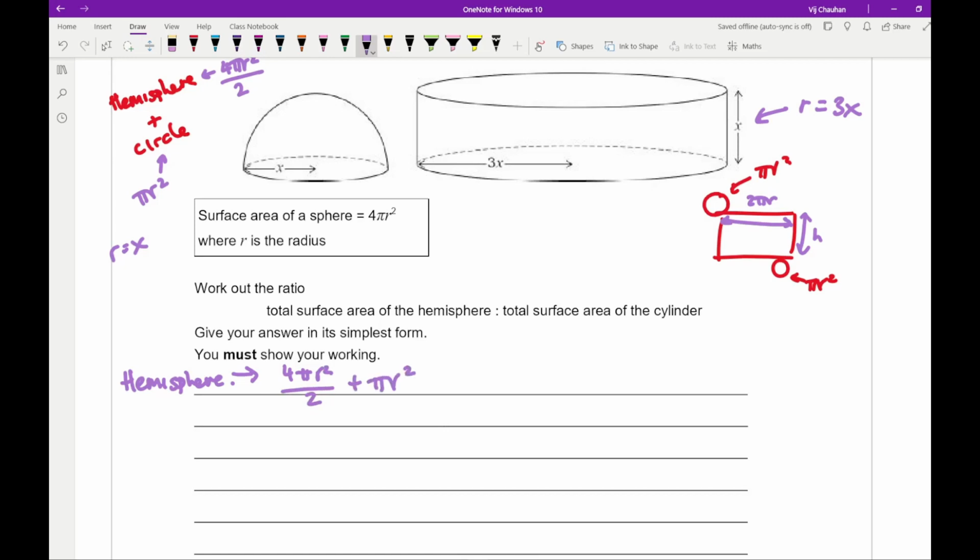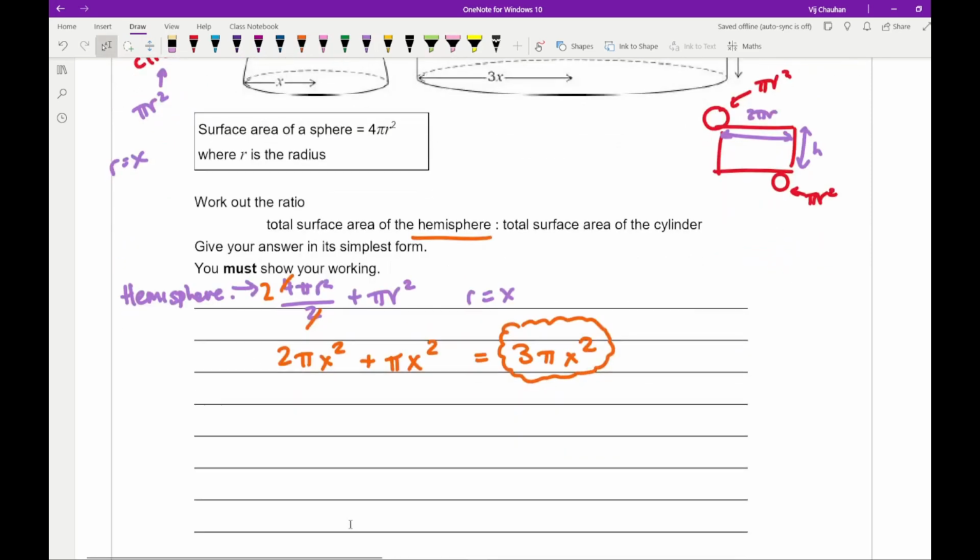Now again, we know that r equals x, and we also know that 4 divided by 2 is 2. So this is going to give me 2 pi x squared plus pi x squared, writing x instead of r. If we simplify and collect all the like terms together, we end up with 3 pi x squared. I'm just going to draw a little bubble around that because that is the total surface area of the hemisphere. We then move on to the surface area of the cylinder.